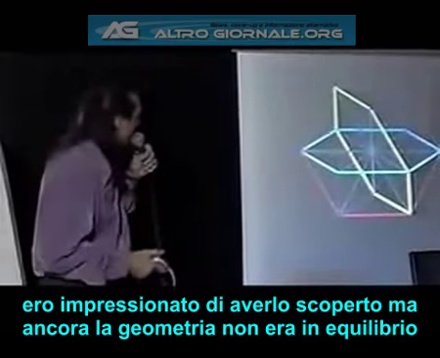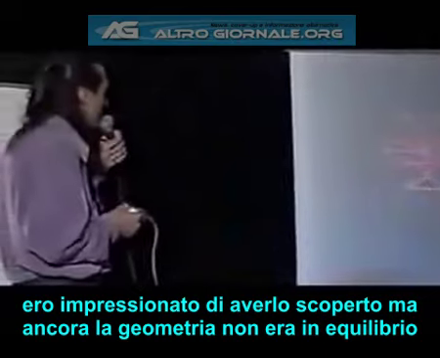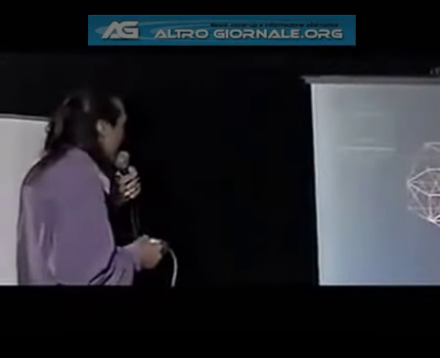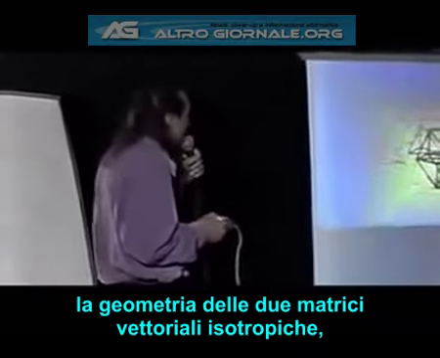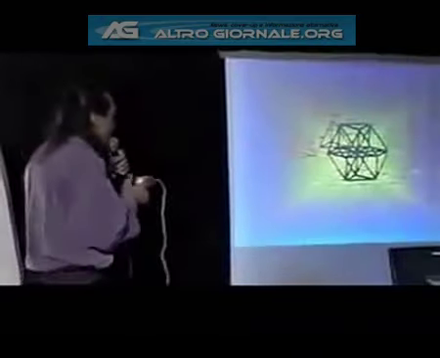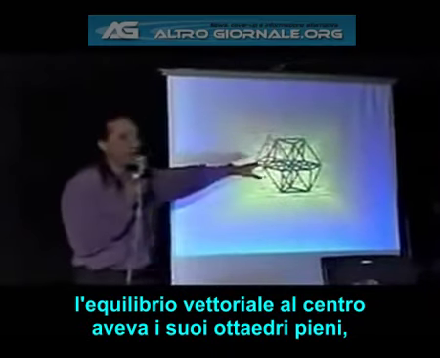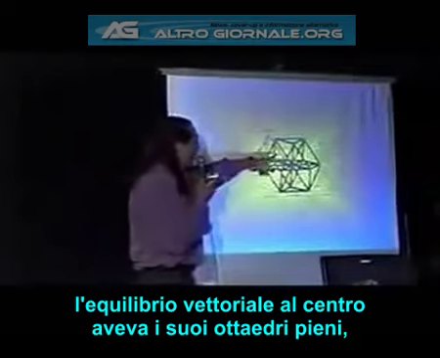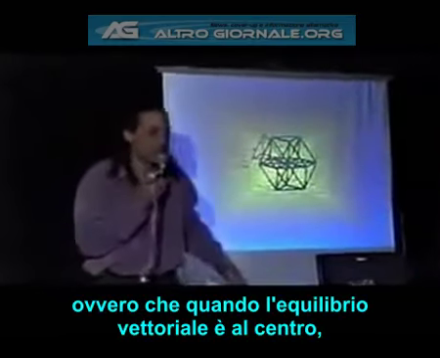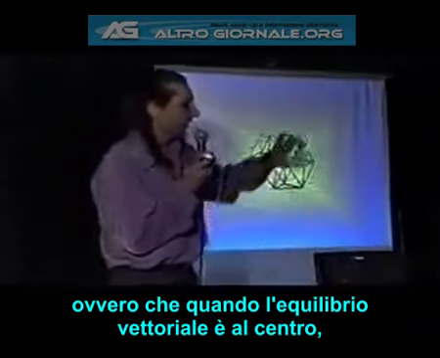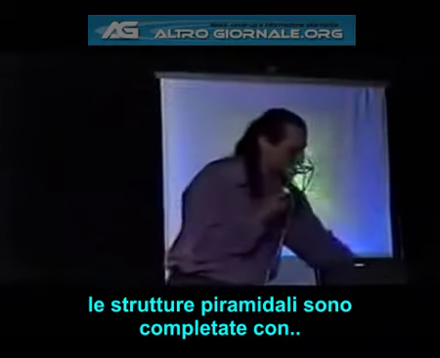So I was really amazed that I had found this, but my geometry was still out of equilibrium. Meaning, on this geometry of the two isotropic vector metrics, the vector equilibrium in the middle had all of its octahedrons filled. That means that when the vector equilibrium is in the middle, the pyramidal structures are completed.